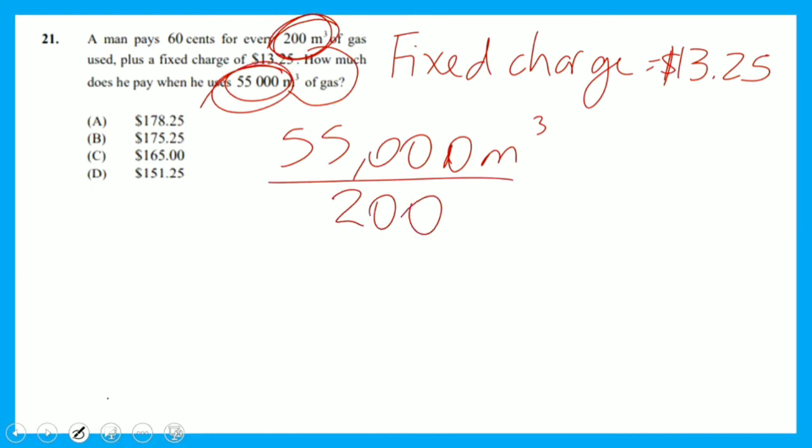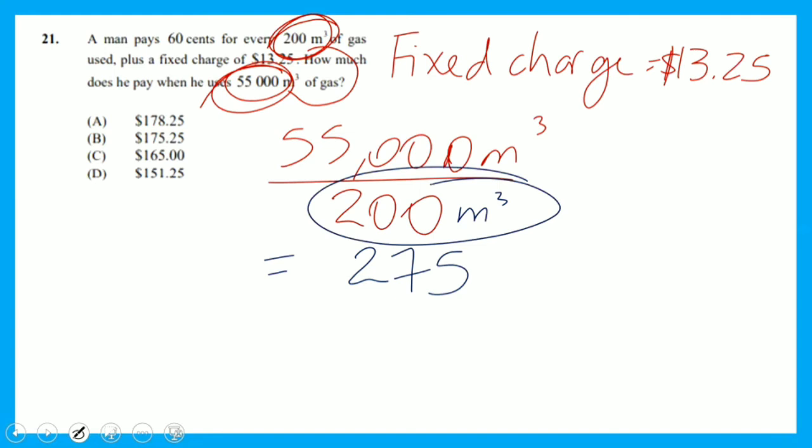Once you divide those properly, of course you should get 275. We get 275 of those. So we got 275 of this amount out of 55,000. This tells us how many times he will pay that 60 cents. And we just simply multiply 275 by 0.6. Okay, I guess I should do it on the board.